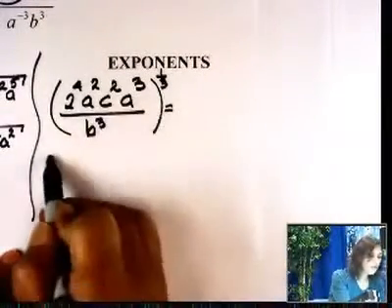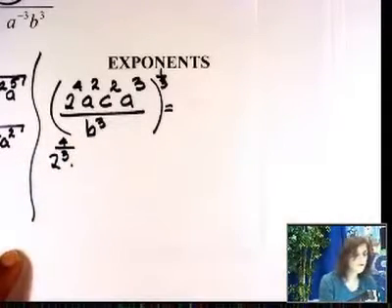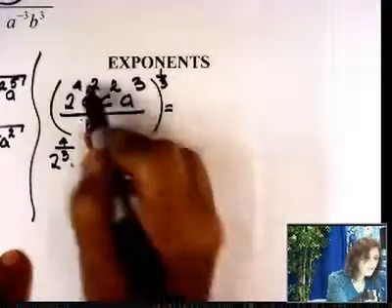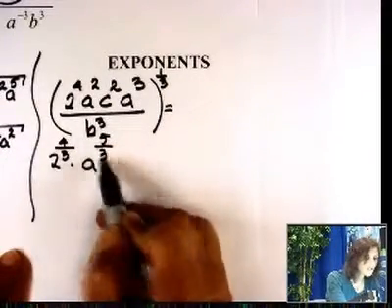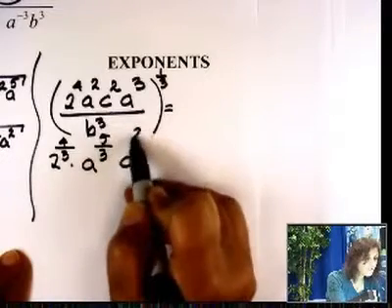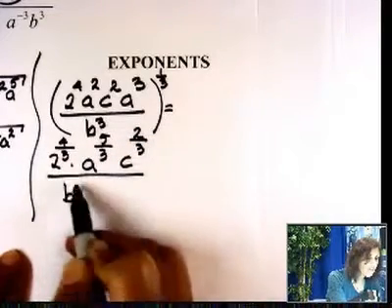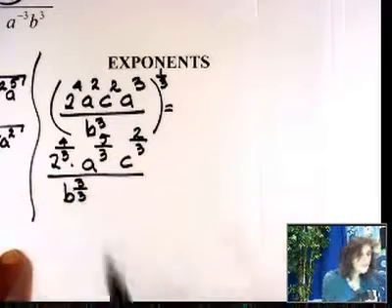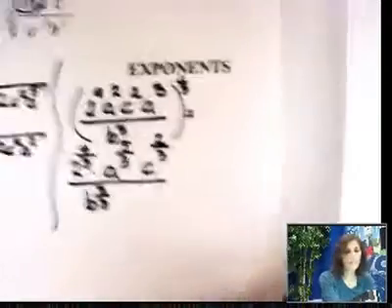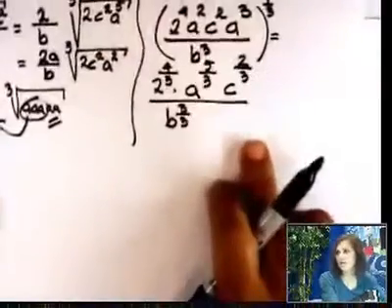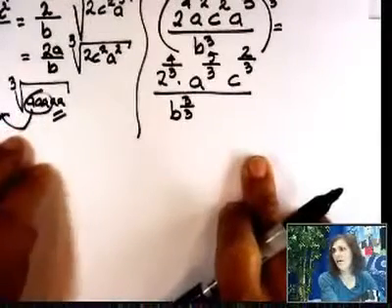That will give me 2 to the 4/3 times a to the, you have 2 and 3, so that's 5/3. c to the 2/3. And at the bottom you have b to the 3/3. Does it make sense? All right. I'm going to go to the next page. This is what I have.